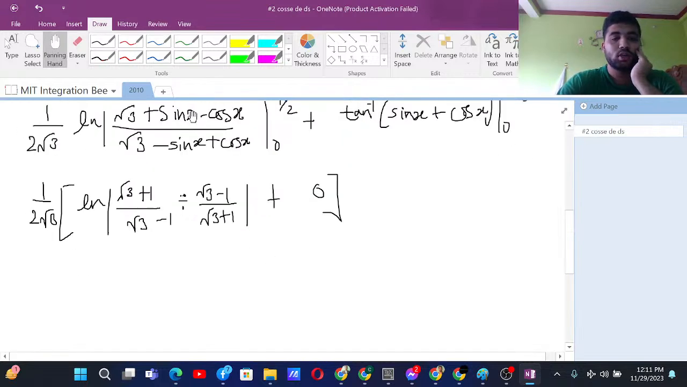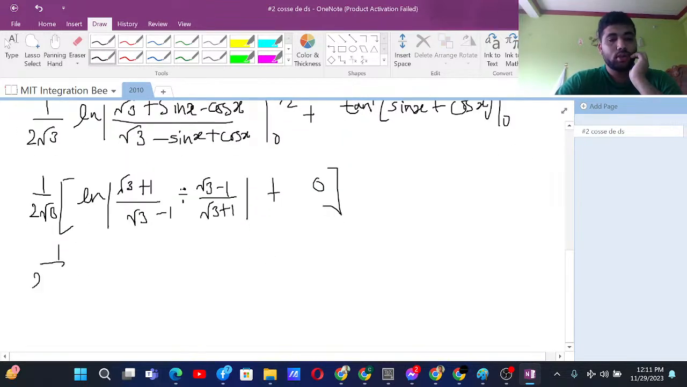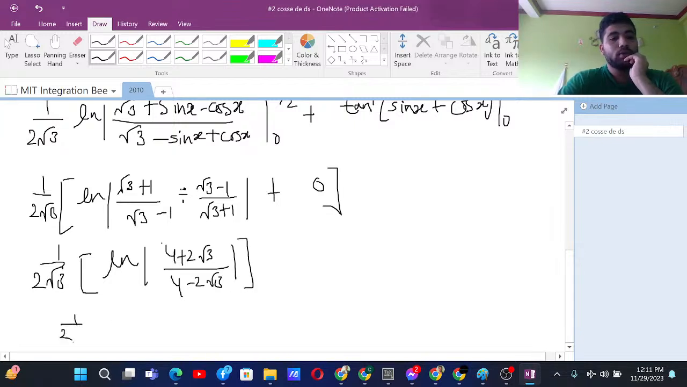Why did I not notice it earlier? And then 1 by 2 root 3. We will have ln of, this will be just (4 plus 2 root 3) by (4 minus 2 root 3). And that will be 1 by 2 root 3 ln of (2 plus root 3) by (2 minus root 3). So I'll continue with that. So (2 plus root 3) by (2 minus root 3).